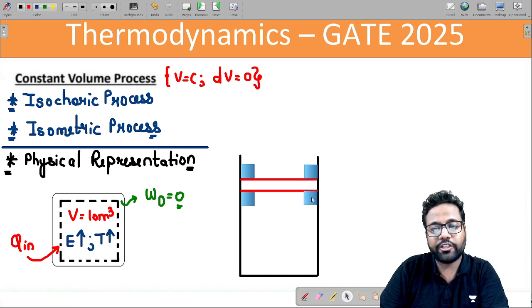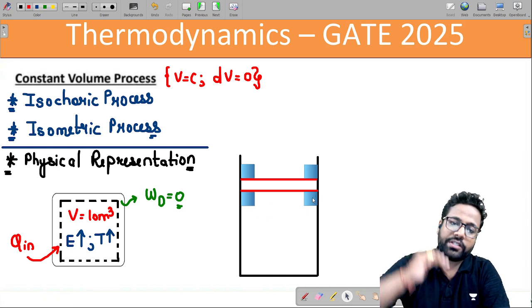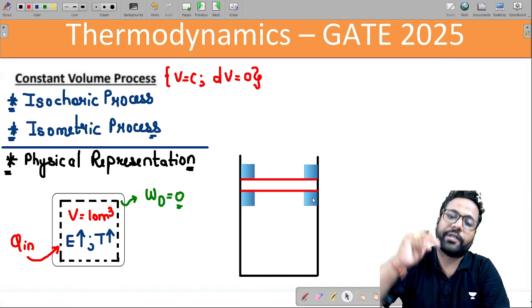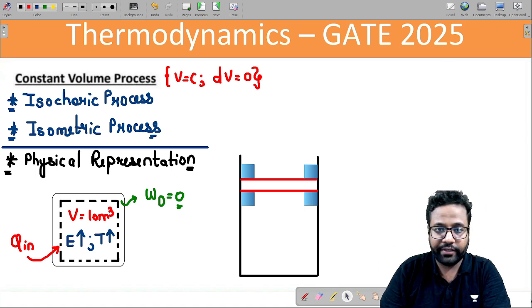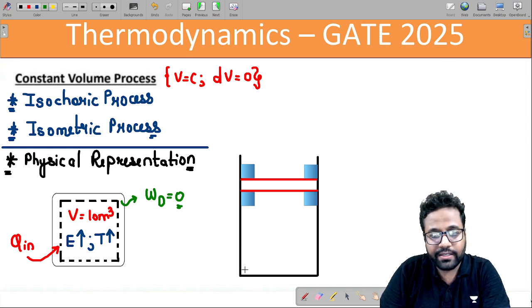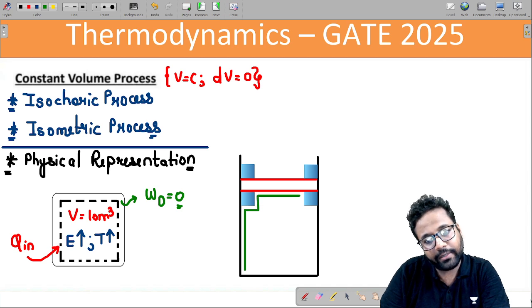So bacha, when you are having stoppers on both the sides, now the piston cannot go up. That means there cannot be any expansion and there cannot be any compression. So let's say if you are having a gas inside, and I am representing the fixed region for analysis, so I can mark the boundary like this. Okay, I can mark the boundary like this.